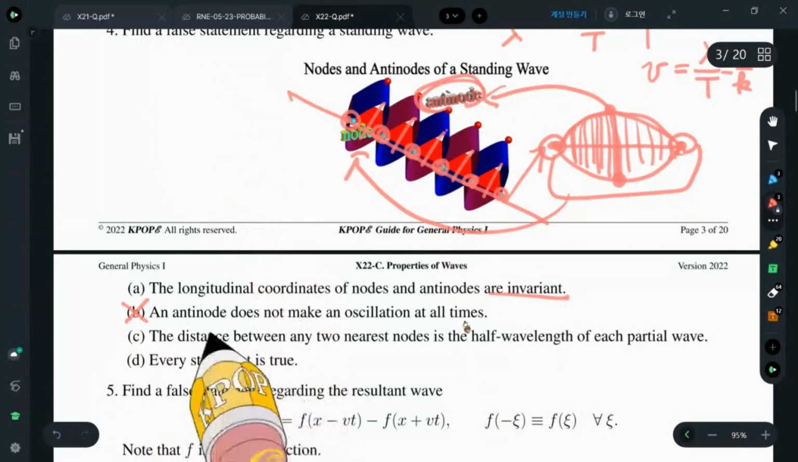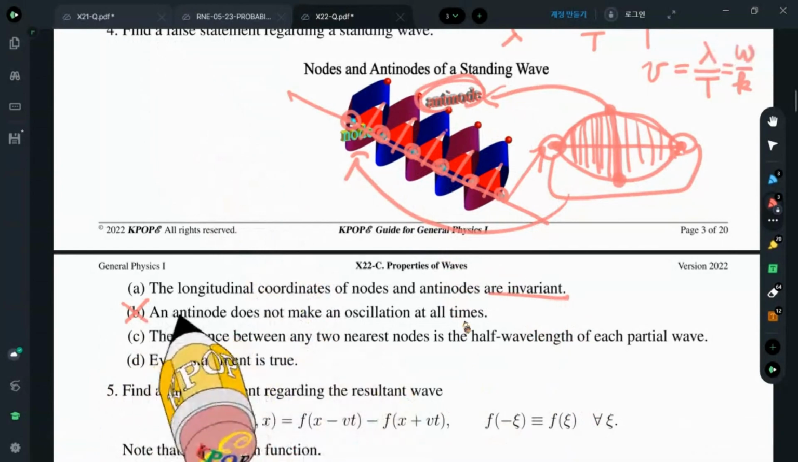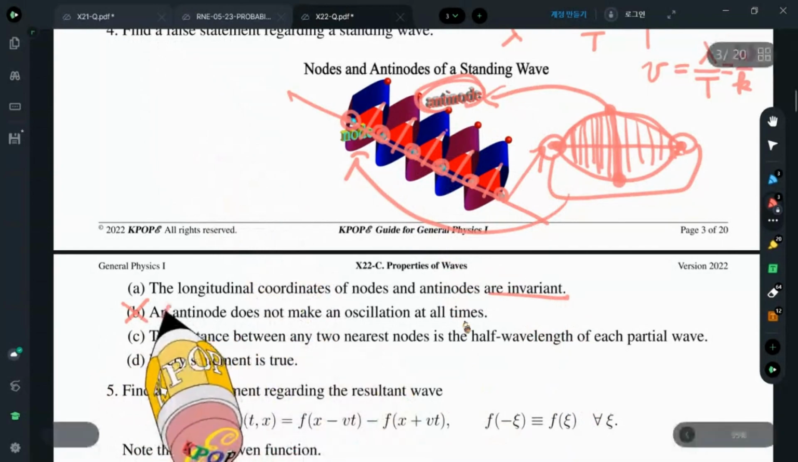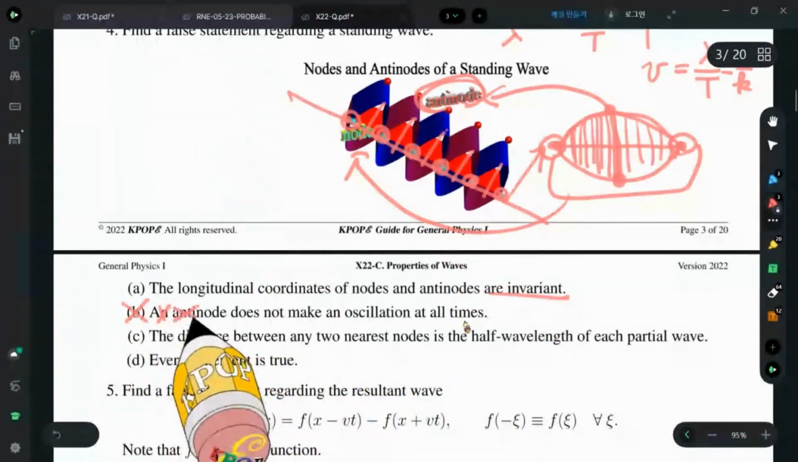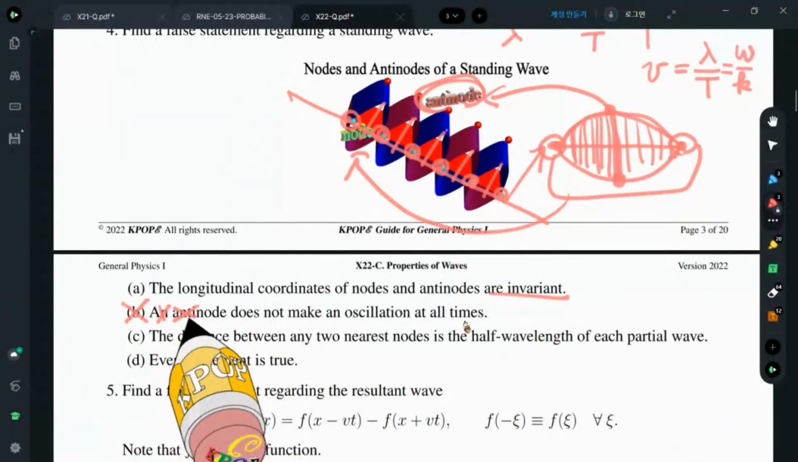So I should correct this one. And a node. Wait a second.